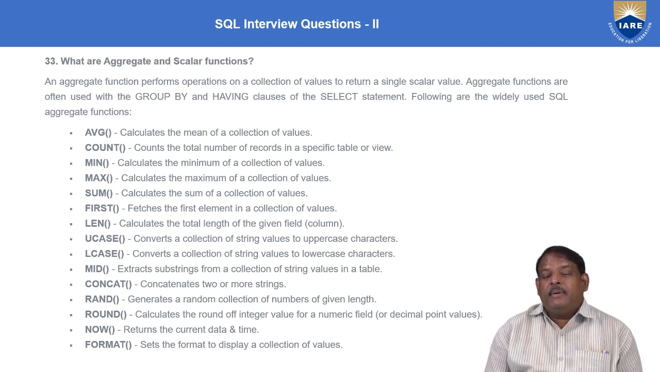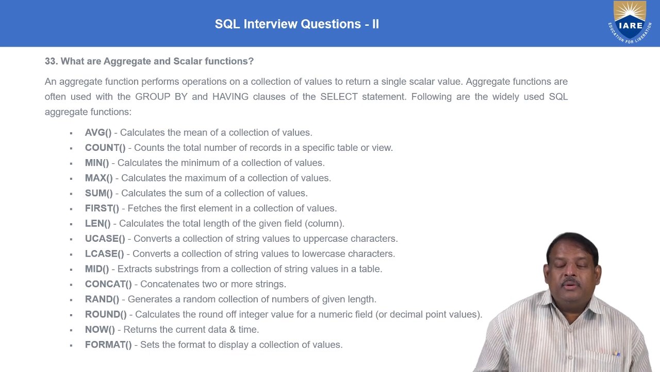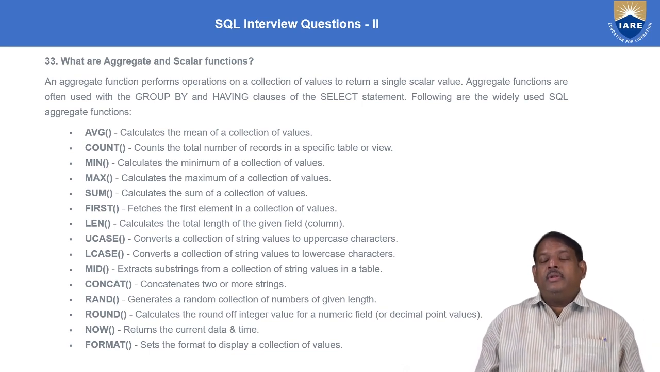Suppose you have marks, and you want to get the minimum marks obtained in the class. You have to use the min function, min of marks from the student table. Similarly, to calculate the maximum, we have to use the max function, which calculates the maximum value of a collection of values. Then we also have the sum function. Sum is to count, it is the sum of all the values in the table.